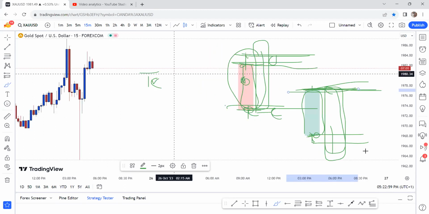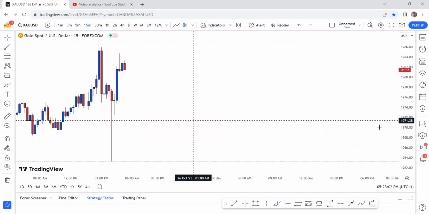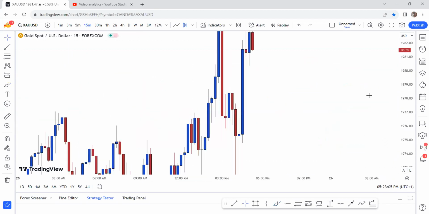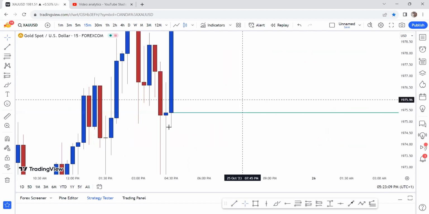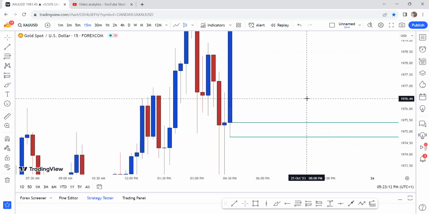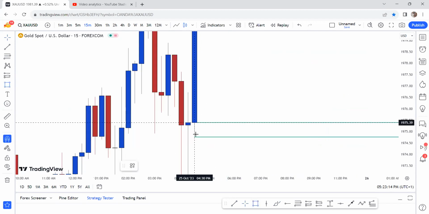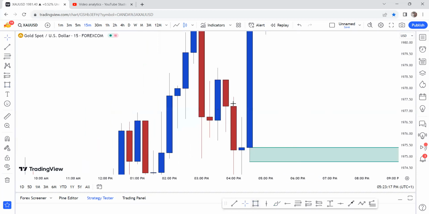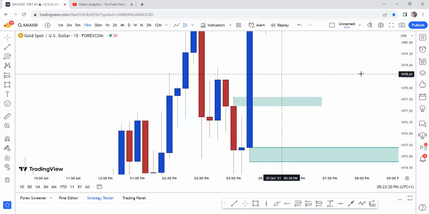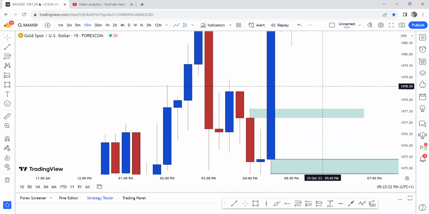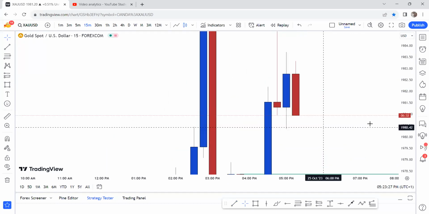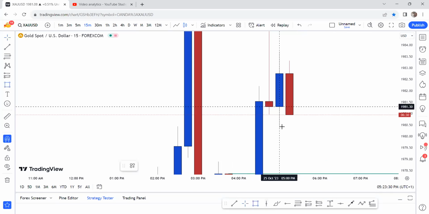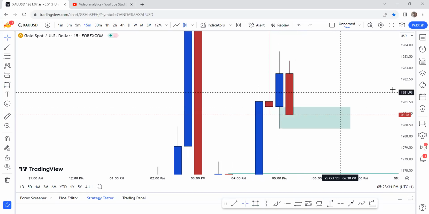Now, let me give you guys an example of a dominant support. This right here is the dominant support. Can you see that? Dominant support. This right here is the dominant resistance, the same as this dominant resistance. This right here is a dominant support. Can you see that?